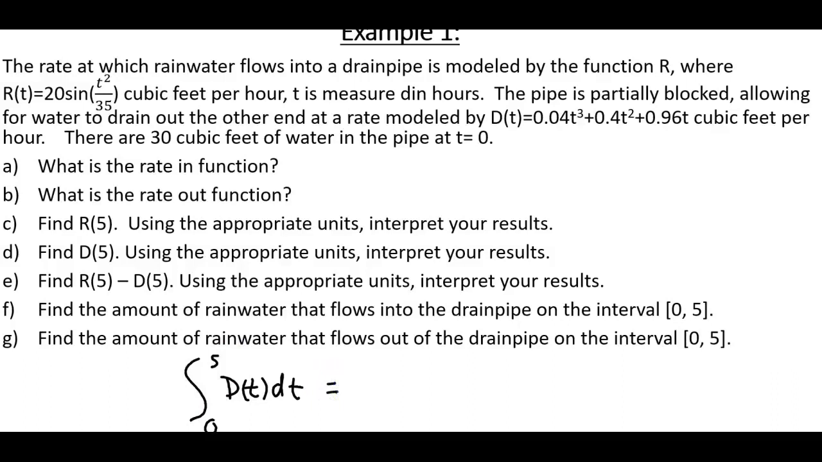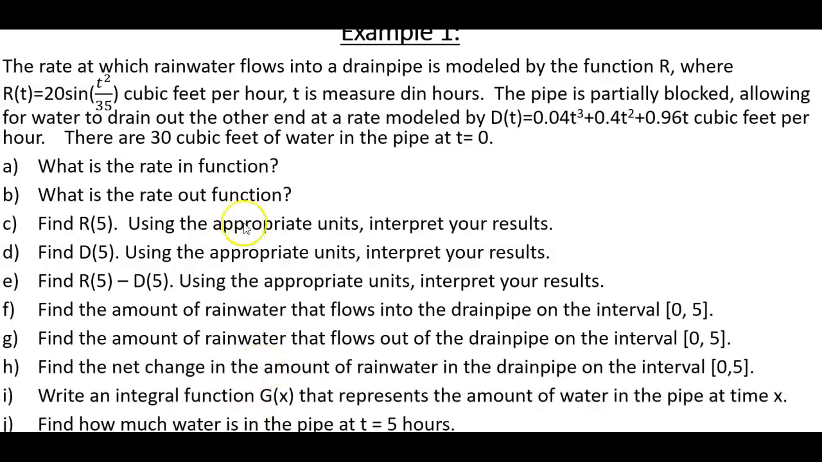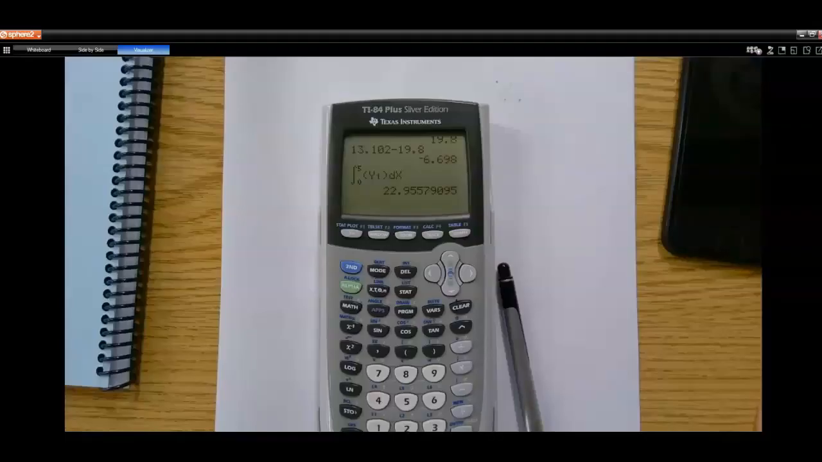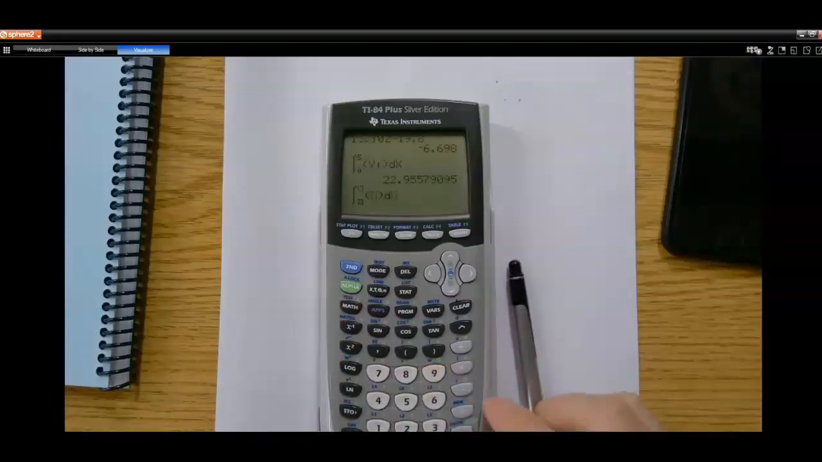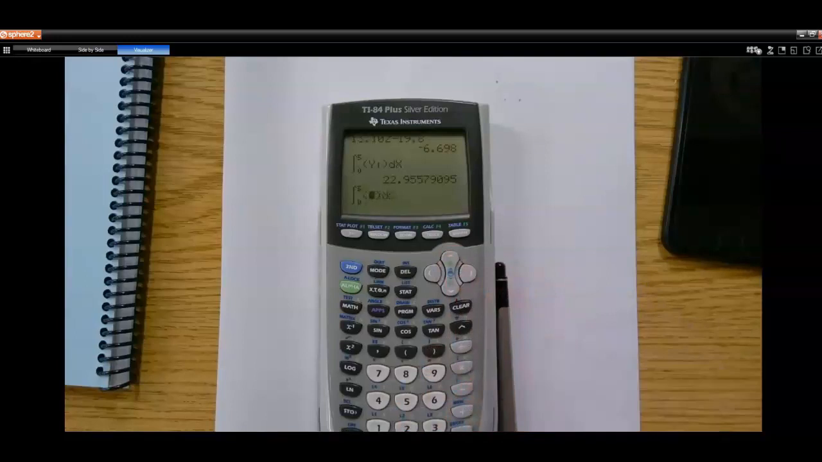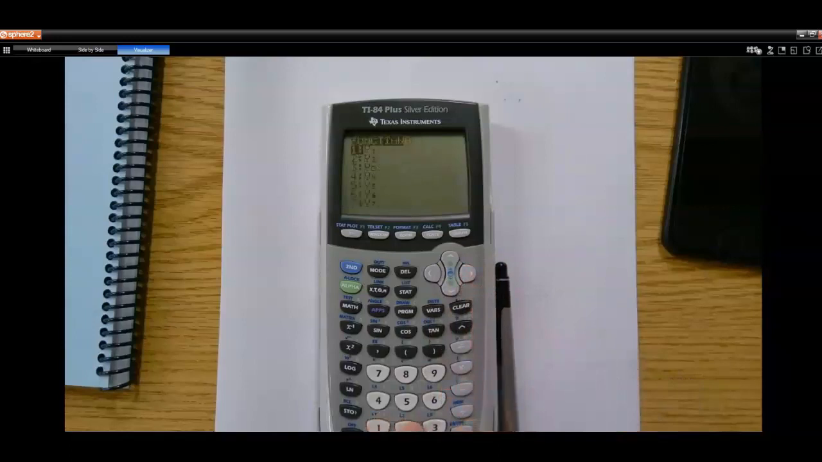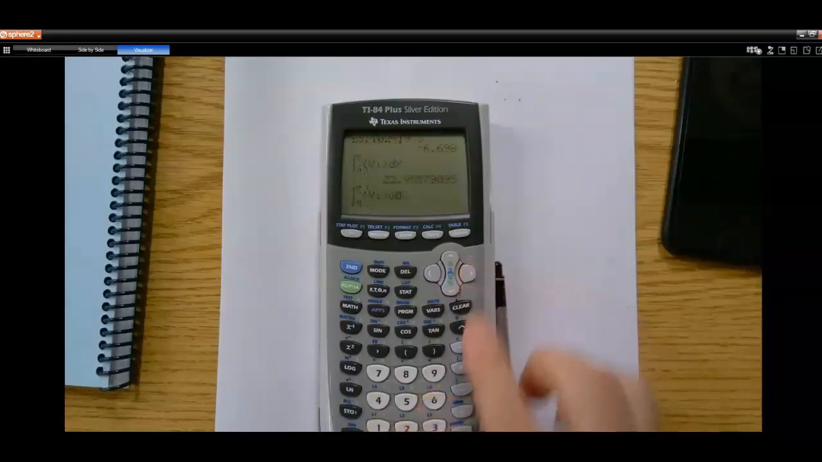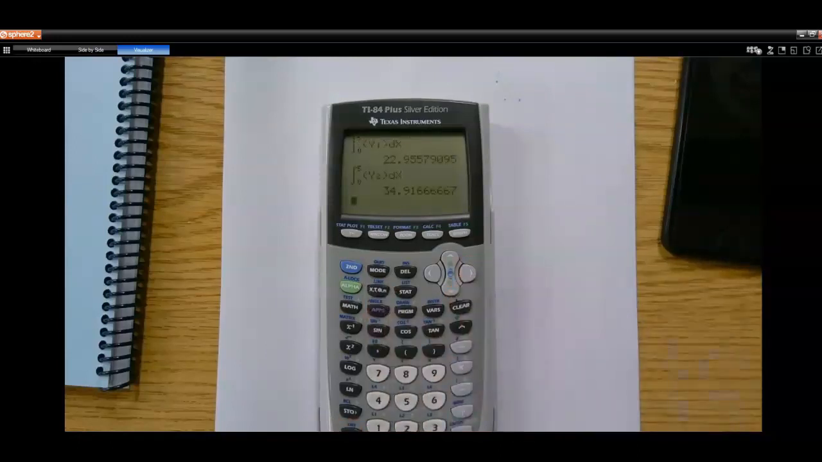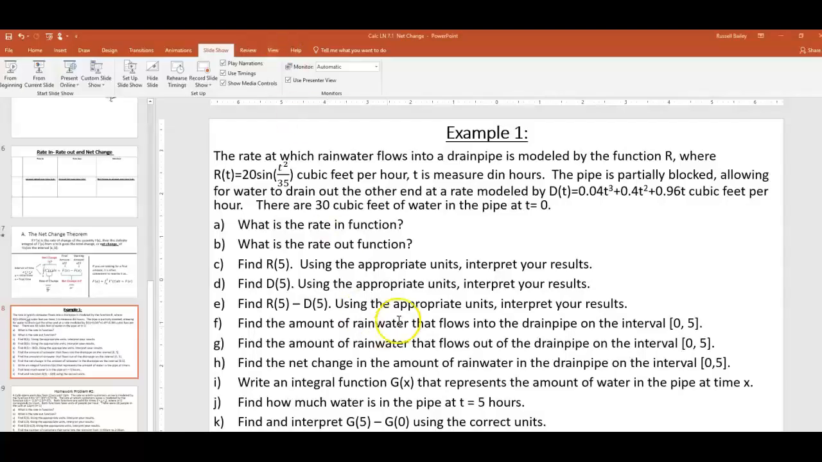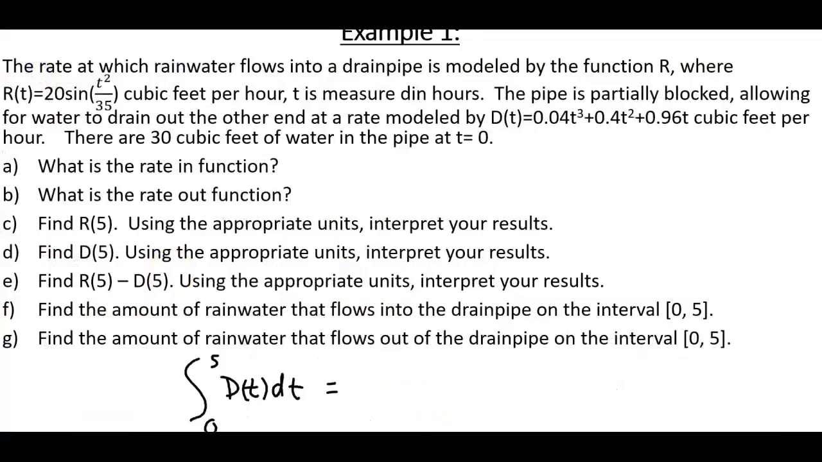So once again, we're going back to the calculator to let it do the work for us. We're going to push math again, push 9, put 0, put 5. This time I want the D function, which on my calculator was saved as y2. So we go to Y-vars, and this time I push 2 to select y2. And that's 34.917.